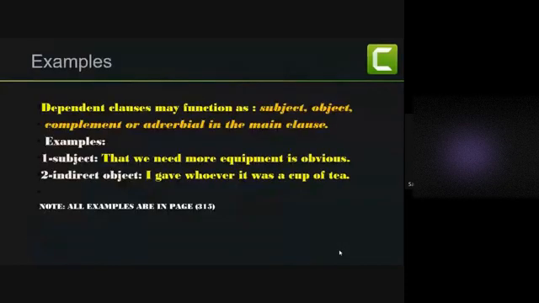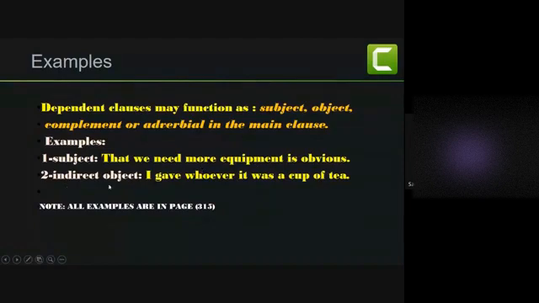Dependent clauses may function as subject, object, complement, or adverbial in the main clause. Dependent clauses, which I mean subordinate clauses, may function in place of subject, object, complement or adverbial. For example, subject: that we need more equipment. This clause functions as a subject, is obvious.